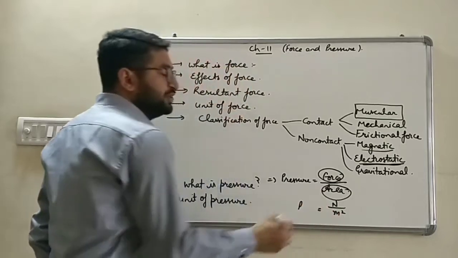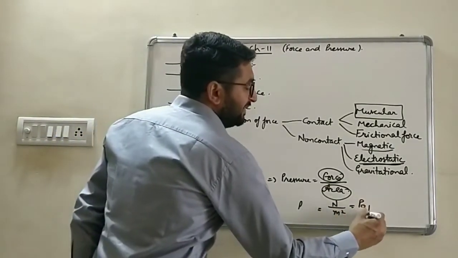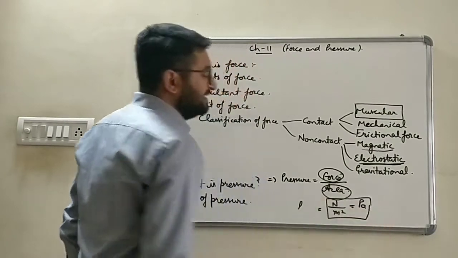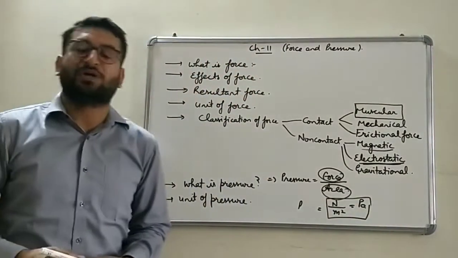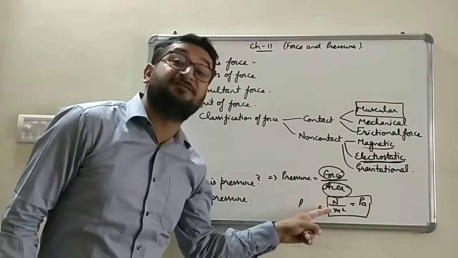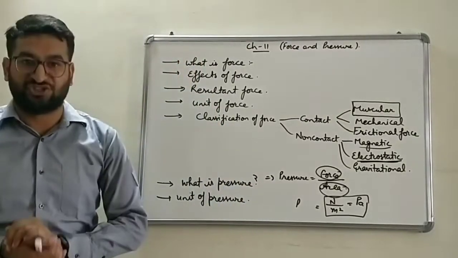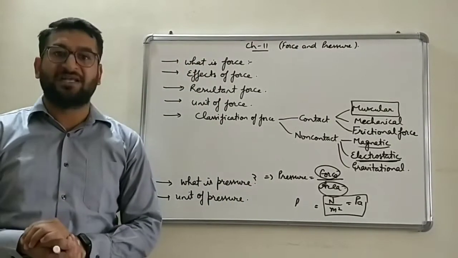So the unit of pressure is Newton per meter square, named after the scientist Pascal. This Newton per meter square is known as Pascal. What is 1 Pascal? When 1 Newton of force is exerted over 1 meter square area, it is said to be 1 Pascal pressure. So these are the topics which we studied today.